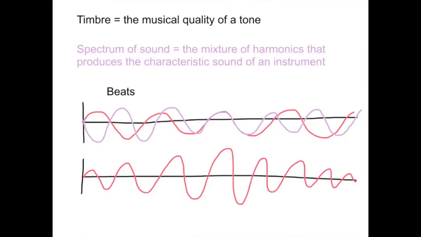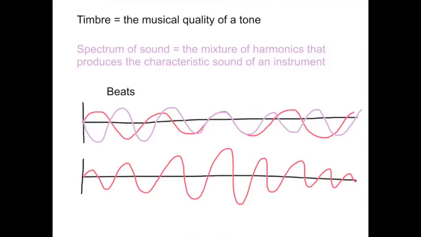The spectrum of sound is the mixture of harmonics that produce the characteristic sound of an instrument. So each instrument has a distinctive noise, and that's produced through the fundamental frequencies and the harmonics of the instrument. Fundamental frequency also again determines pitch of the instrument, as we've discussed before.